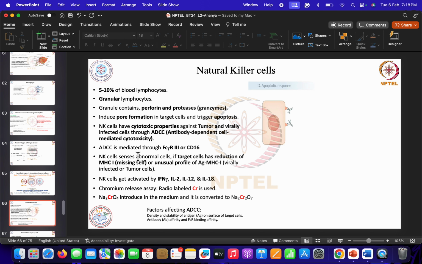Natural killer cells sense abnormal cells if target cells have a reduction of MHC1, called missing self, or an unusual profile of antigen MHC1. Natural killer cells can get activated by IFN gamma, IL-2, IL-12, IL-18. In the chromium release assay, radiolabeled chromium is used. Na2CrO4 is introduced in the media and is converted to Na2Cr2O7.